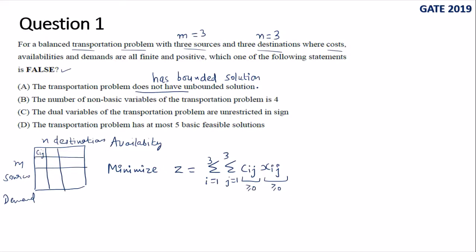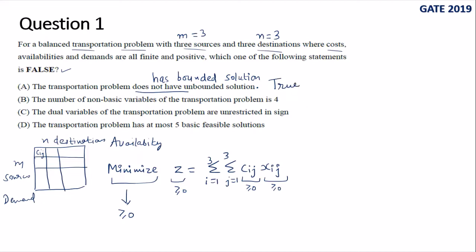So obviously this z is always going to be non-negative. So the minimum of all non-negative numbers is definitely greater than or equal to 0. That means this cannot grow towards negative infinity. It definitely has a lower bound which is 0. So that means its objective function is always bounded. So that means this part is true. So let's look at B part.